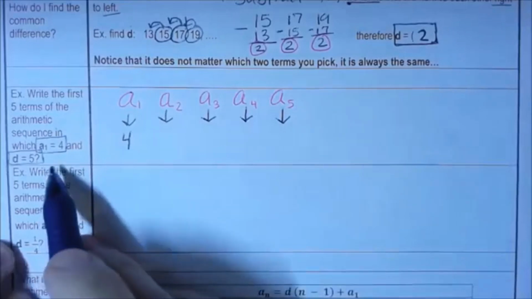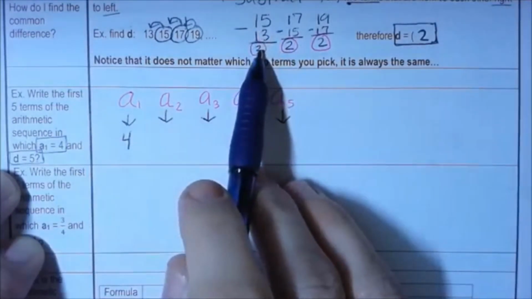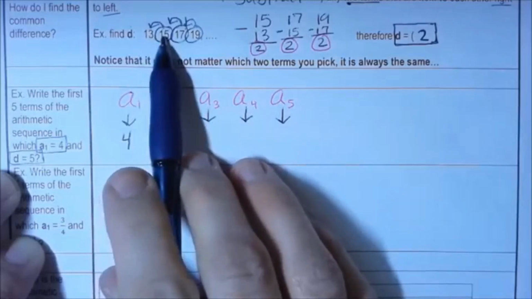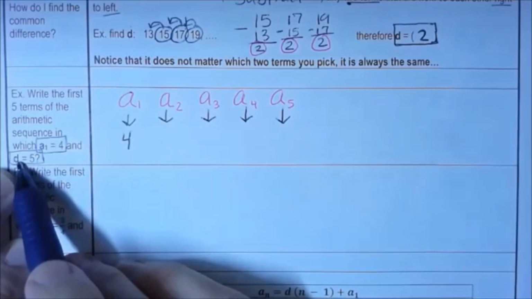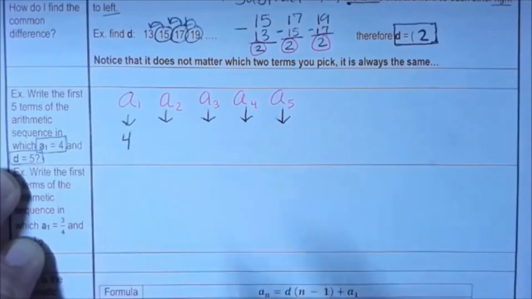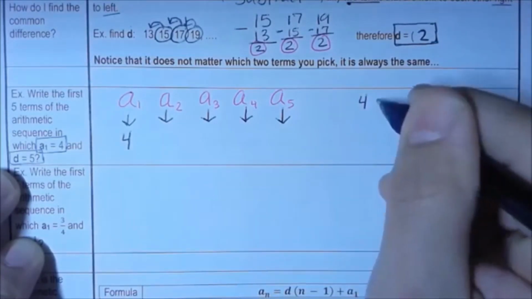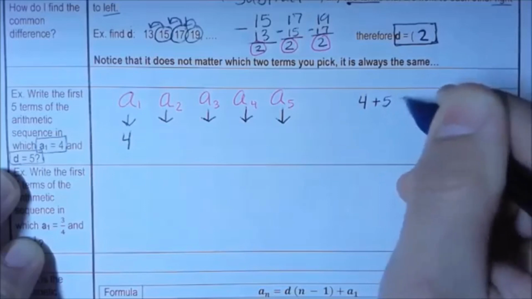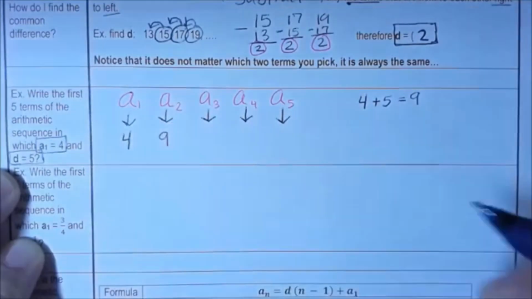Now, since I know my common difference is a positive 5, remember up here, if it was a positive 2, notice they just simply add 2 for each sequence. Down here, if it's a 5, we just need to add 5 for each sequence. And so I'll work each one of these out. My a sub 1 was 4, and so if I add 5, that's going to give me 9. So my a sub 2 is 9.